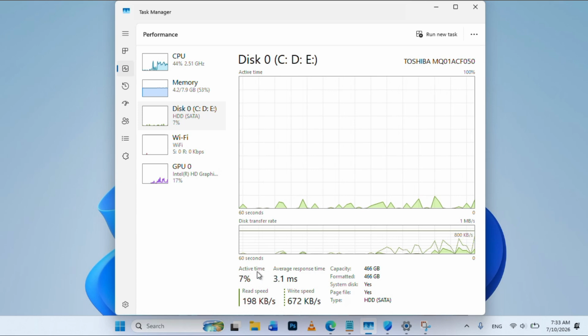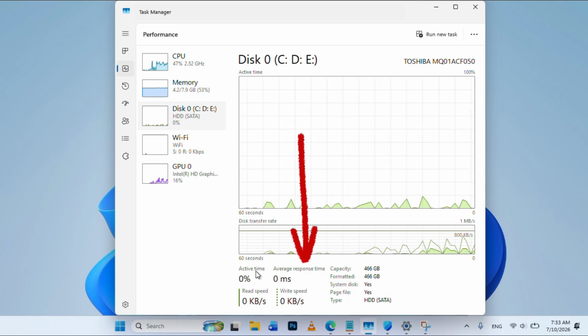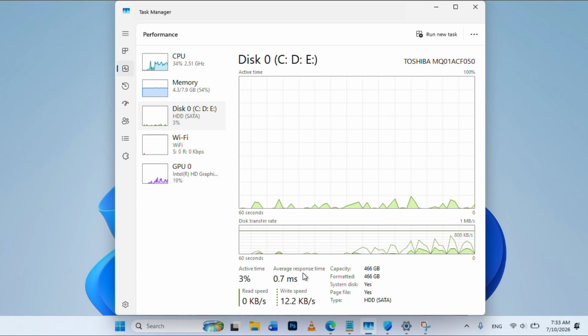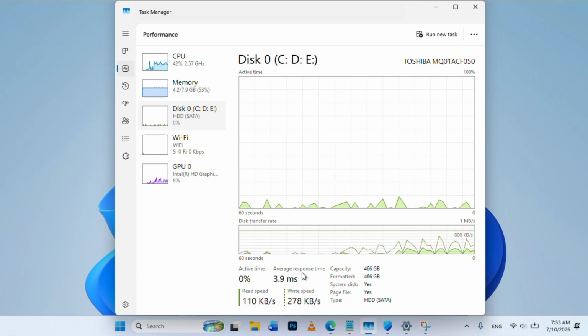An average response time graph shows how quickly the disk responds to requests in milliseconds. Higher values mean slower performance, often seen with hard disk devices under load.